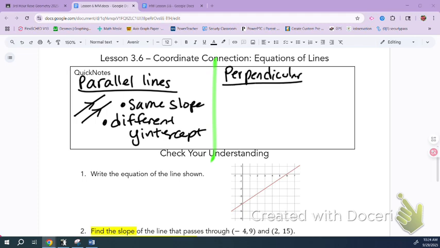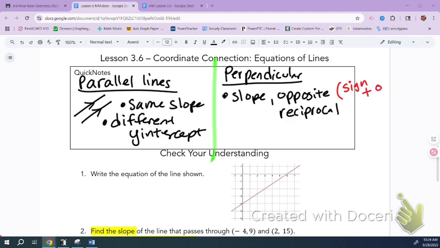Perpendicular slope. We graphed it just great. The perpendicular slope is opposite reciprocal. Have we heard that before? Opposite reciprocal. Opposite meaning the sign, like positive or negative. If it is positive, it becomes negative. If it is negative, it becomes positive. Reciprocal means we'll flip the fraction. You might say, I don't have a fraction.